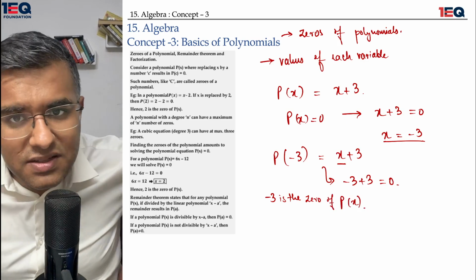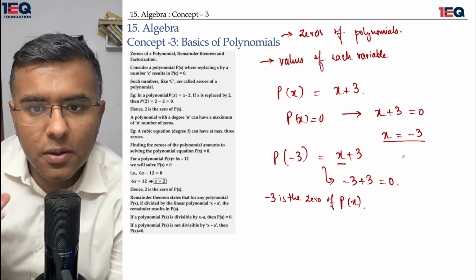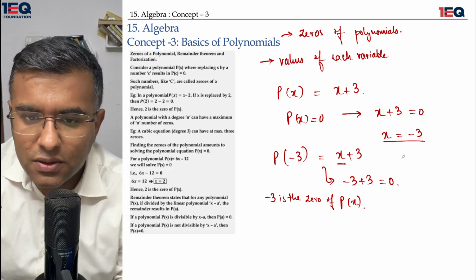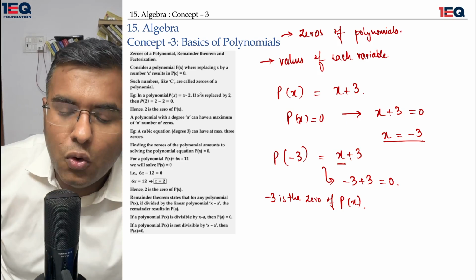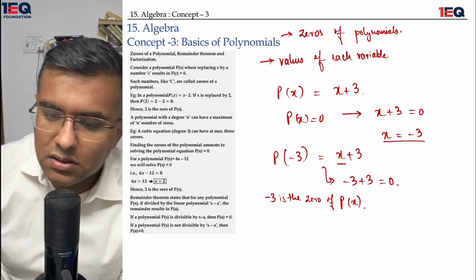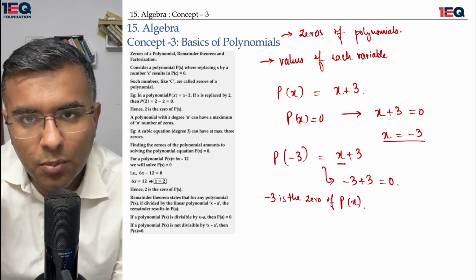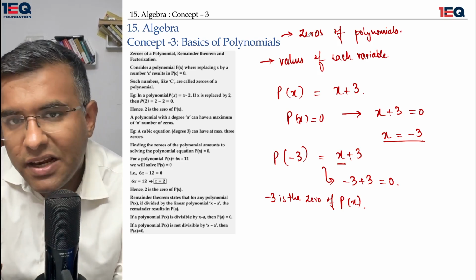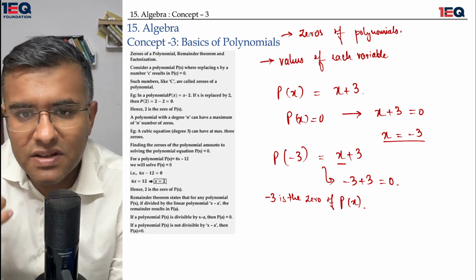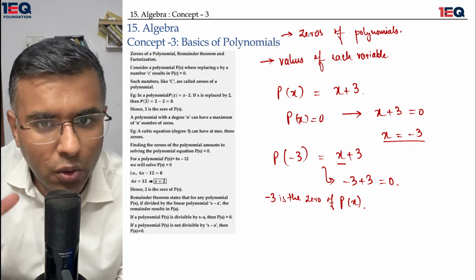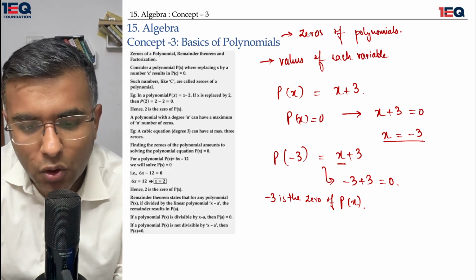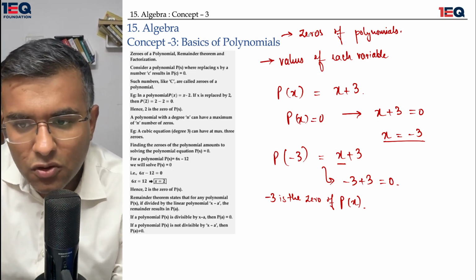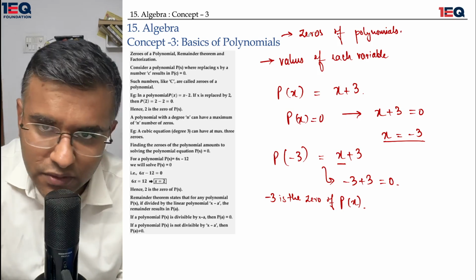So I can say that minus 3 is the zero of p(x). I hope you're able to understand the function over here. Now, the value of minus 3, whenever applied back to p(x), will lead to the solution of the equation and give us 0. Okay, I hope you're able to understand. So minus 3 is the zero, or minus 3 is also the solution of the equation.